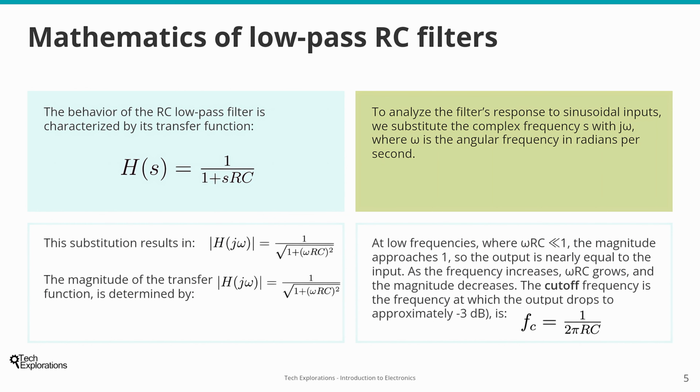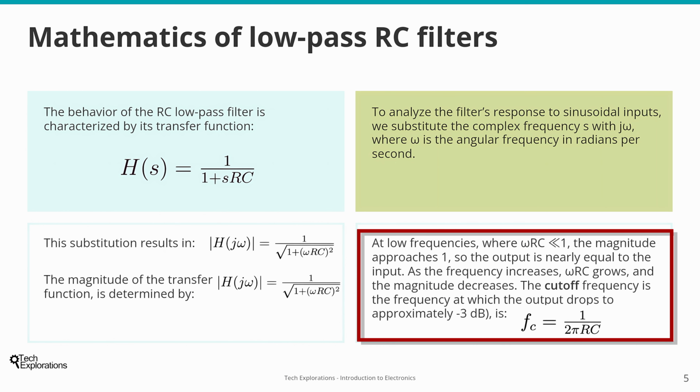The substitution here results in this formula for the transfer function, and the magnitude of the transfer function, which represents the filter's frequency response, is determined by this formula here. At low frequencies, where omega times RC is much smaller than 1, the magnitude approaches 1, meaning that the output is nearly equal to the input. As the frequency increases, the term omega times RC becomes significant and the magnitude decreases accordingly.